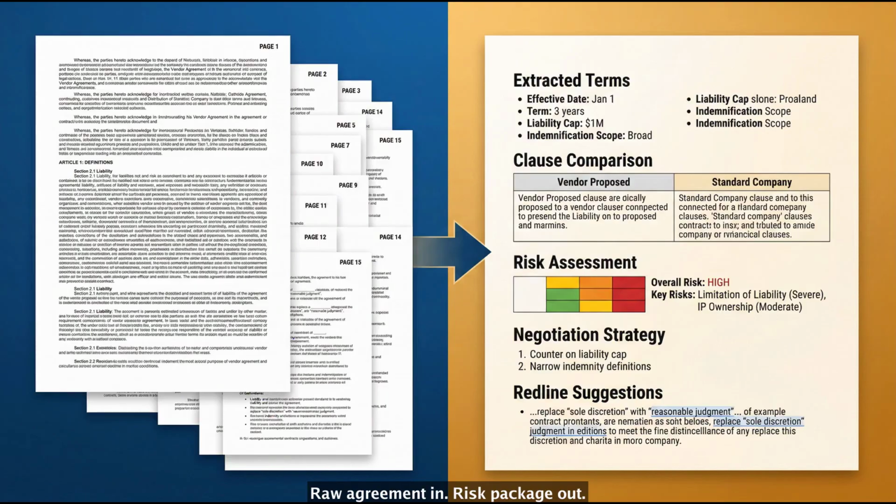The contract goes in alongside the playbook and risk tolerance thresholds. Whether it is a vendor agreement for a healthcare company, a supply contract for an aerospace manufacturer, or a tenant lease for a real estate portfolio, the same raw document goes in. A structured risk package comes out.